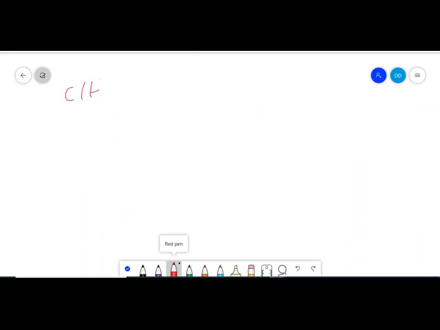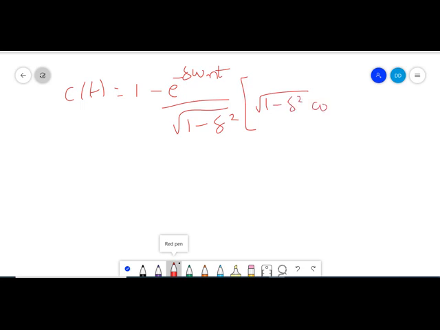We get C of t equal to 1 minus e to the power minus delta omega n into t by root of 1 minus delta square. We take it out. So we have 1 minus delta square into cos omega dt plus delta into sin omega dt. This is what we have.